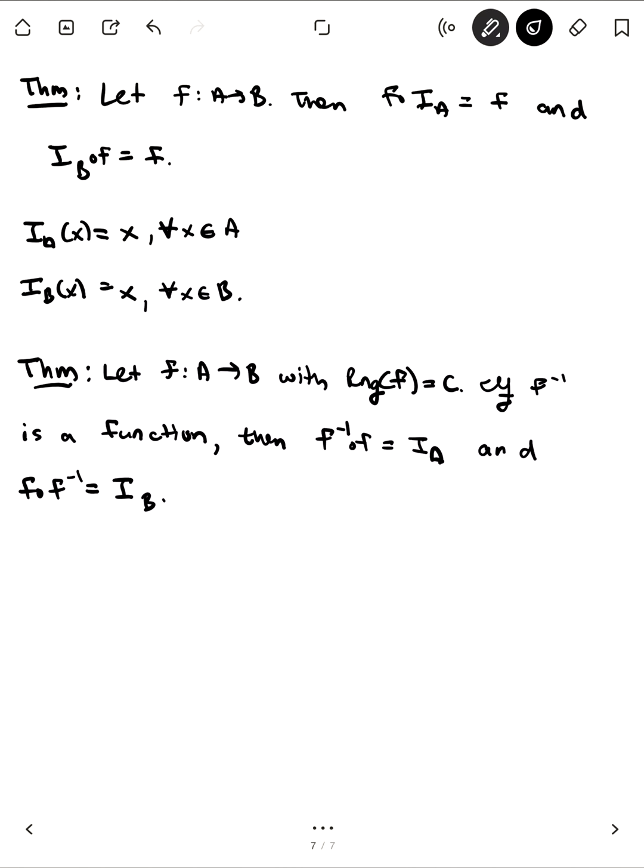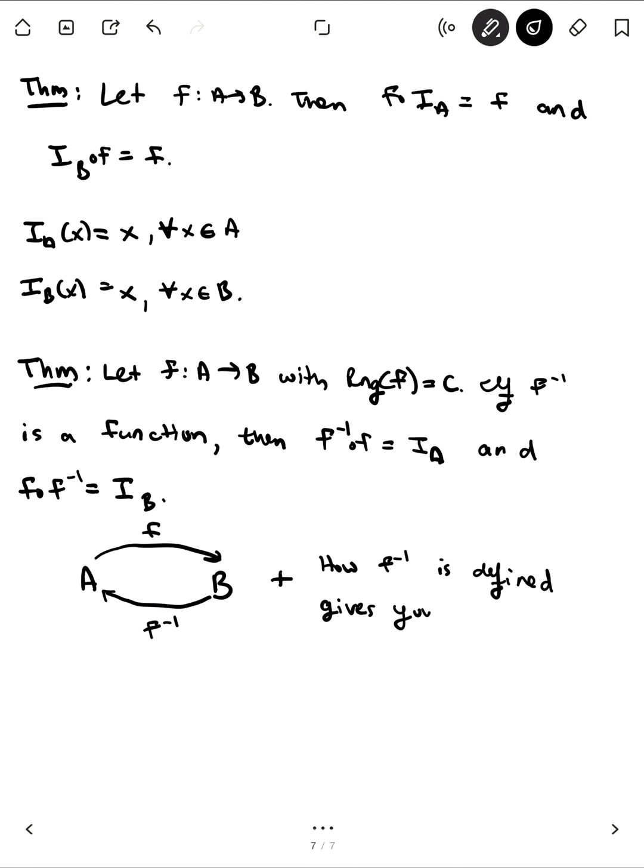And this proof can be described by simply looking at this type of a commutative diagram. So you have A here, B here, f does this direction, f inverse does this direction, and this commutative diagram plus how f inverse is defined gives you the proof of this.